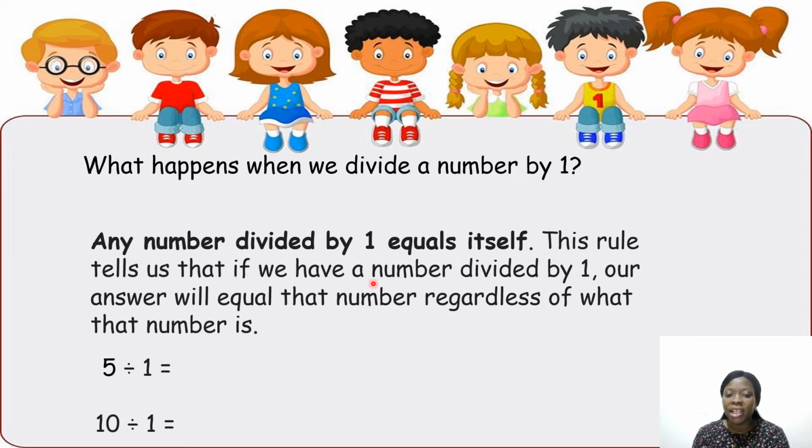This rule tells us that if we have a number divided by 1, our answer will equal that number regardless of what that number is. Now, following this explanation, 5 divided by 1 will be what? 10 divided by 1 will be what? Pause the video and have a go. Welcome back. Now let's read the rule again. Any number divided by 1 equals itself. So 5 divided by 1 would equal itself, which is 5. 10 divided by 1 would equal itself, which is 10. I hope this is clear and you understood this.